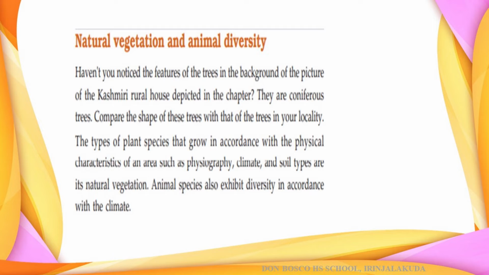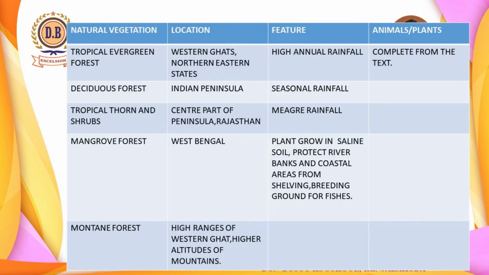Now first we will go through the tropical evergreen forest. Children, while we study the natural vegetation, it's better you learn it with the help of a table itself. Okay, so there in the tropical evergreen forest, where can we see it? Under location, you will write Western Ghats, northeastern states. This tropical evergreen forest is heavy rainfall, high annual rainfall.